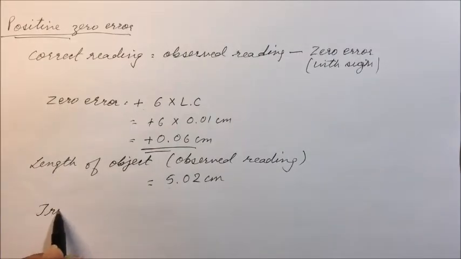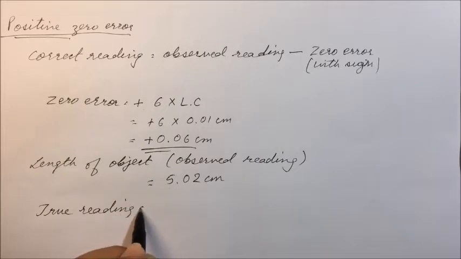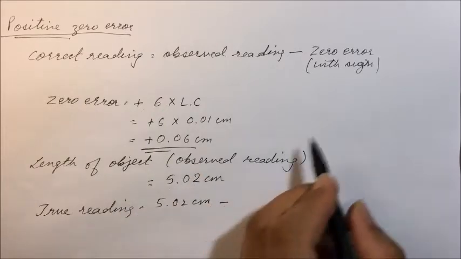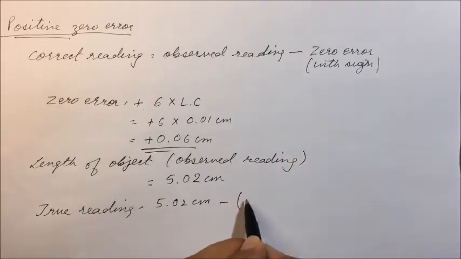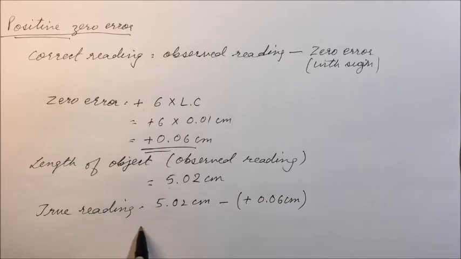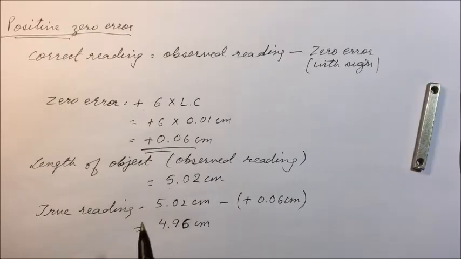So true reading, or the correct reading, will be observed length 5.02 centimeters minus zero error with the sign, so it will be plus 0.06 centimeter. This we have to subtract, and true reading comes out to be 4.96 centimeter.